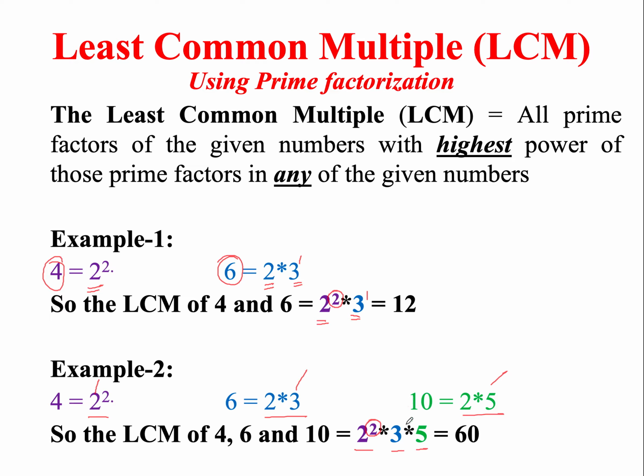The power of 3 is 1. The power of 5, which is maximum available in any number, is 1. So the LCM becomes 2 square times 3 times 5, and that becomes 60. So that is how we intend to find out the LCM of any set of numbers that we have been given.